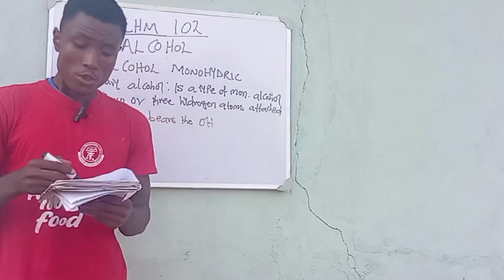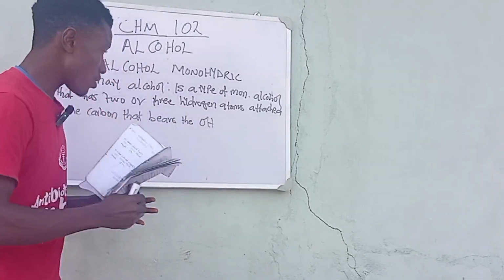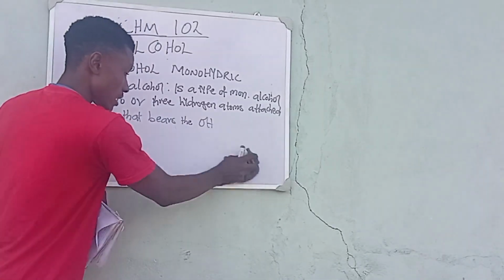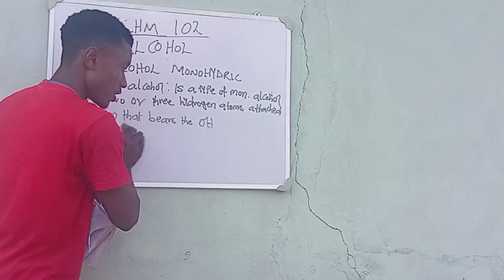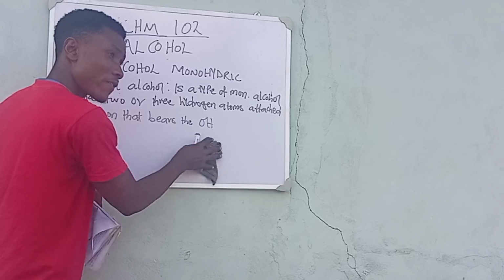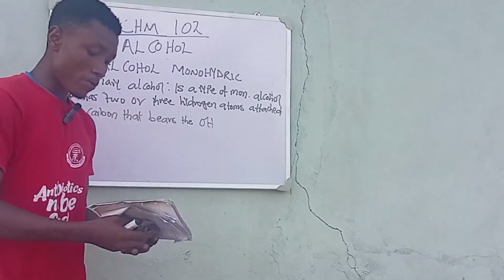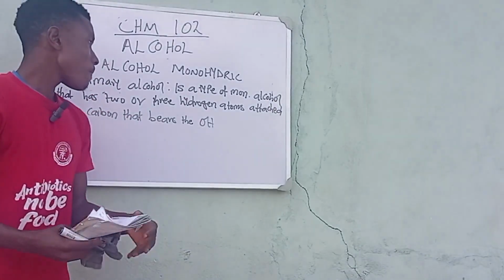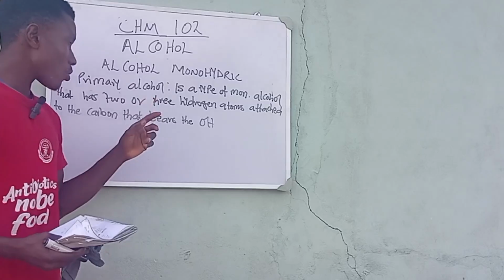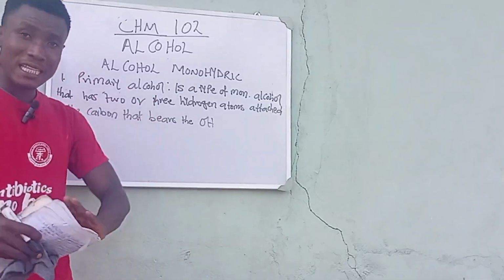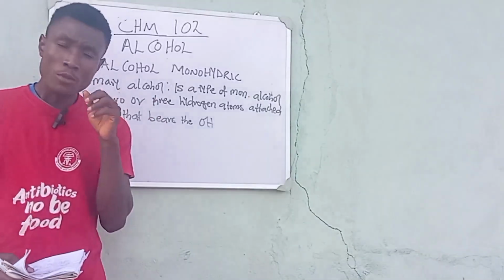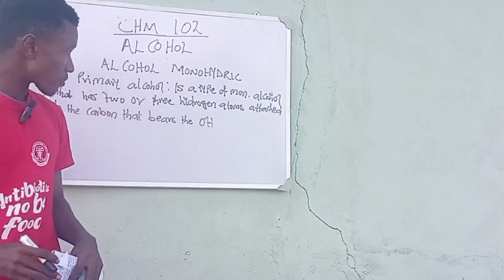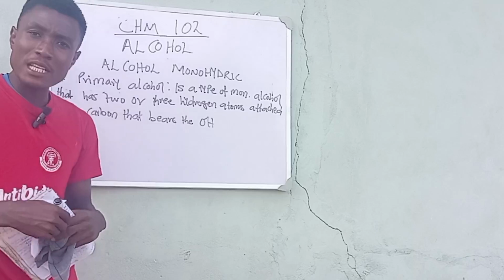So basically this definition is already self-explanatory. It has already given us the explanation of what we are supposed to expect. What this is simply saying is that a primary alcohol is a type of monohydric alcohol that has 2 or 3 hydrogen atoms attached to the carbon that bears the word OH.